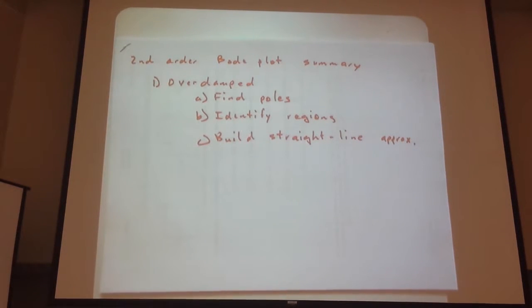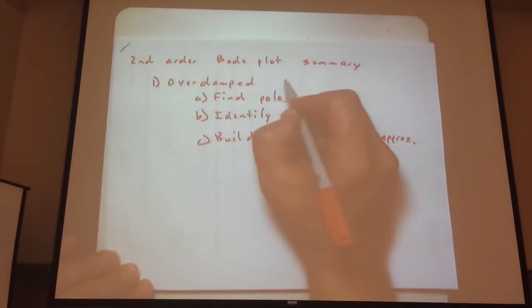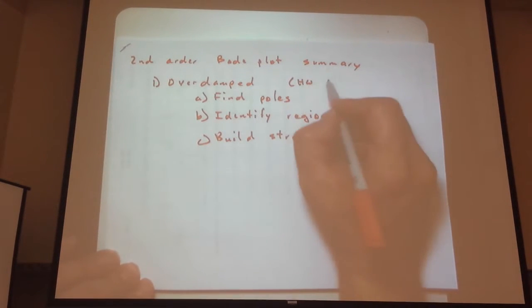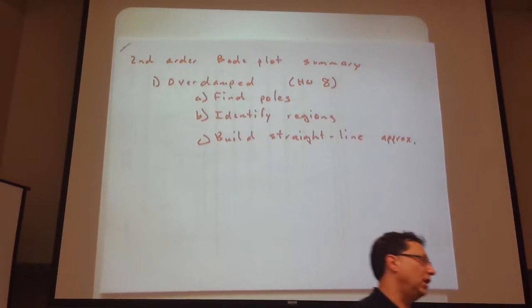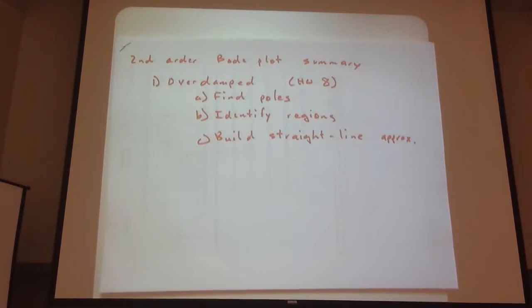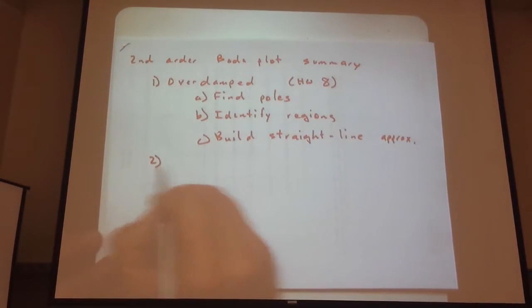But essentially this was the homework 8 way. You know, find the poles and zeros if it's a more complicated measurement. Find the poles and the zeros, arrange them sequentially, find the regions in between. In each region, get the approximate transfer function. From that approximate transfer function, build a straight line approximation. We've done that a lot.